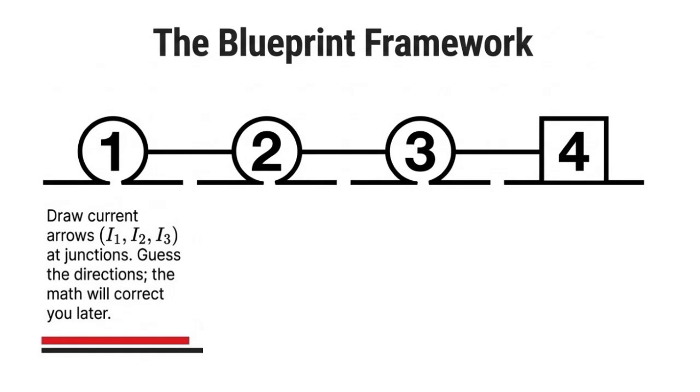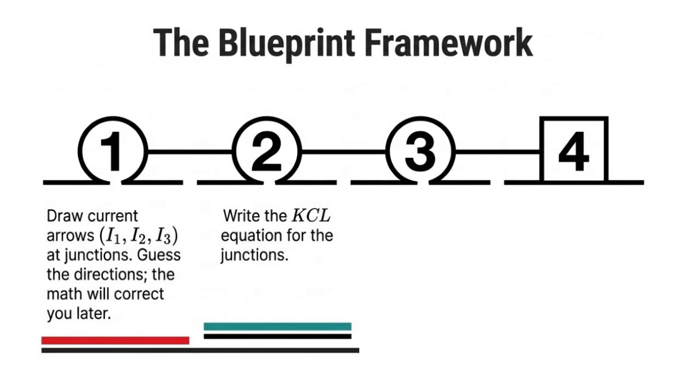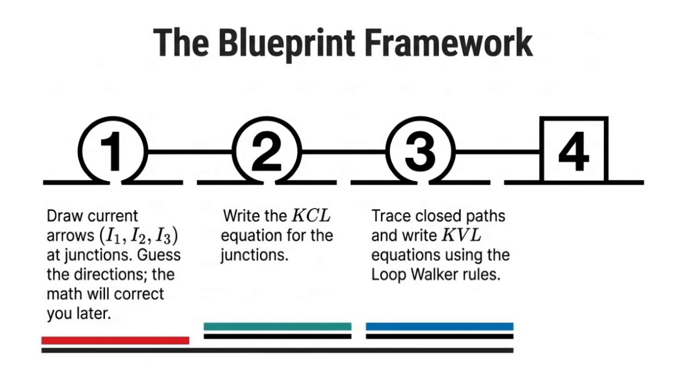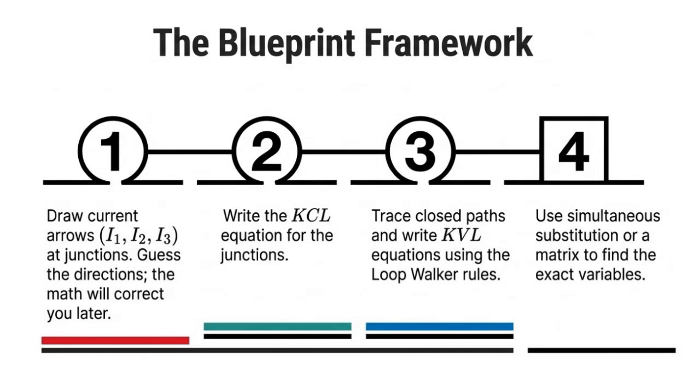First, we draw current arrows at the junctions, guessing their directions, since the math will help us correct any mistakes later on. Then, we write the Kirchhoff current law equations for those junctions, making sure the current flow is accounted for properly. Then, we move on to tracing closed loops in the circuit and writing the corresponding Kirchhoff's voltage law equations using the loop walker rules. Finally, we solve these equations simultaneously, either through substitution or using a matrix method, to find the exact values of the variables. This step-by-step approach simplifies the process of analyzing complex circuits.